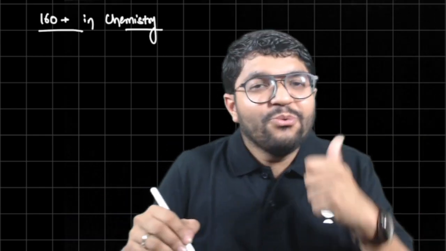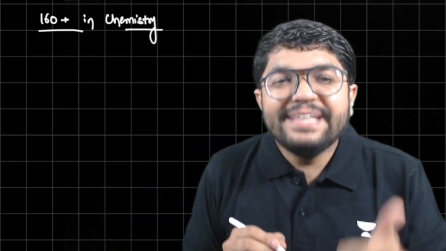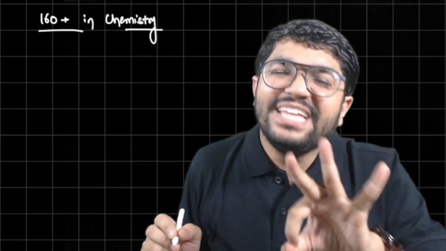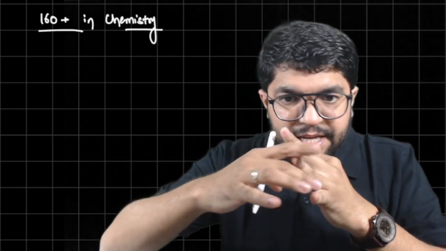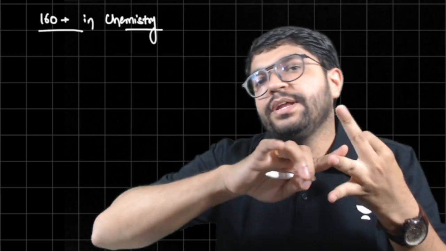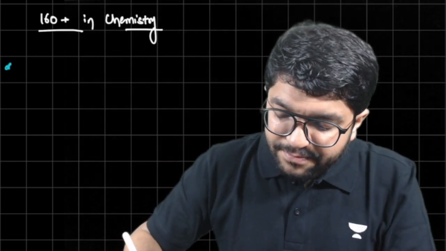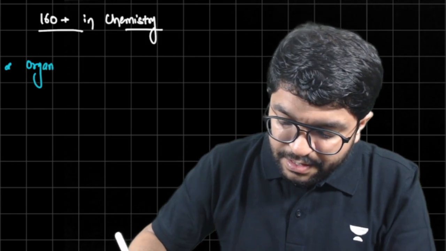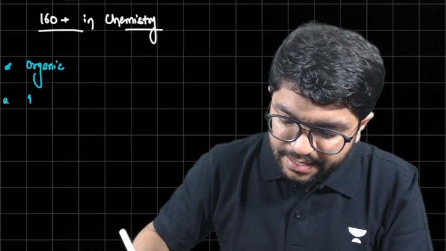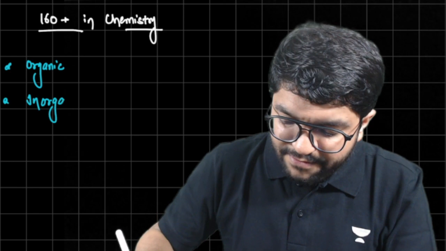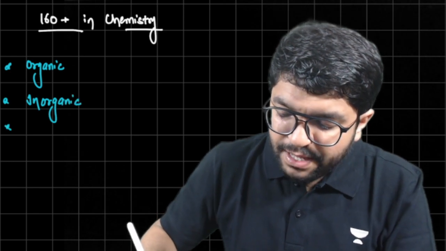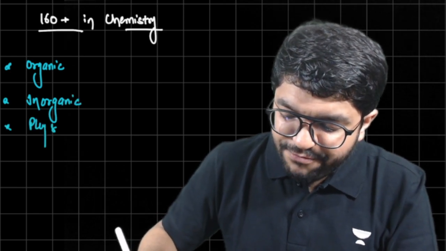So, Bacha Party, what we would have to see is that your total chemistry is for three subparts, right? One is organic, inorganic, and physical. Correct? Organic, inorganic, and then physical.